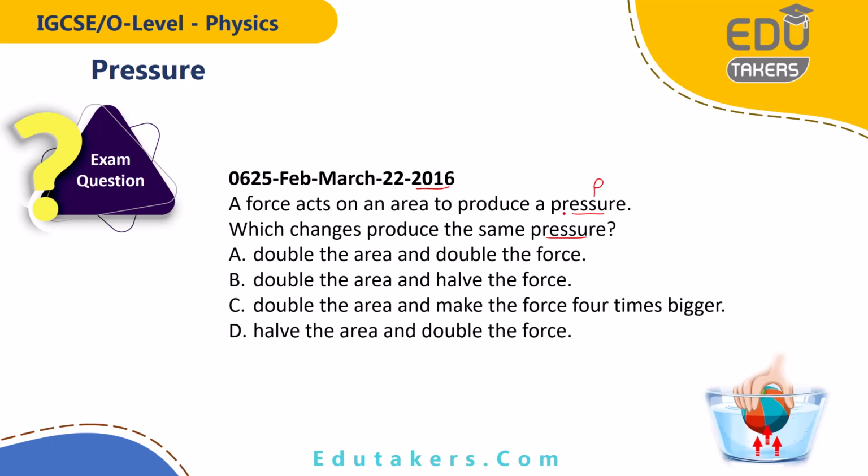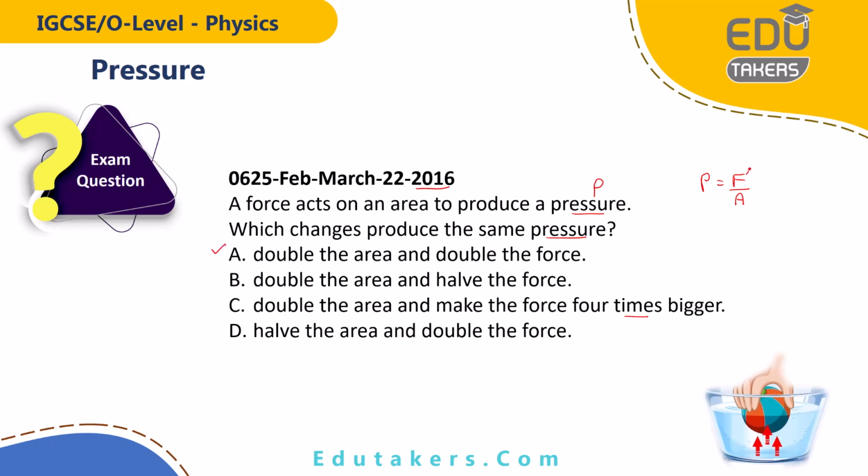It remains the same. You know that pressure is force per unit area. Just use this formula and work out which one of the following cases has the same pressure. In option A, double the area and double the force. B, double the area and half the force. C, double the area and make the force 4 times bigger. D, half the area and double the force.